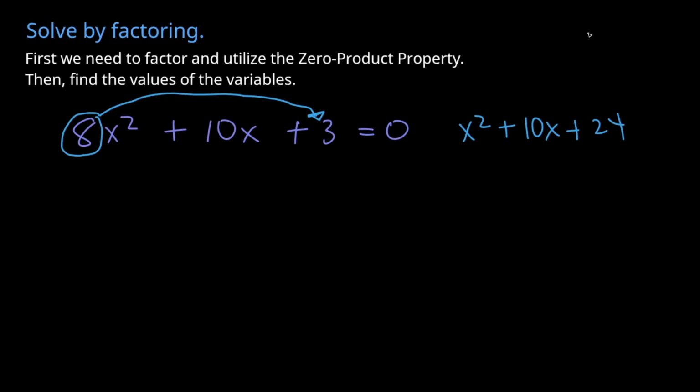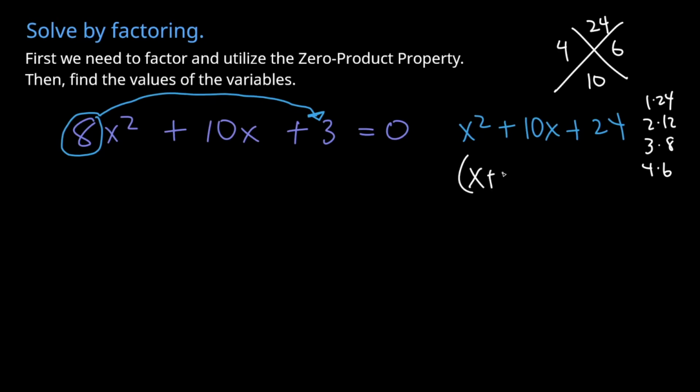We can work up here. So we have 24, positive 24, a positive 10, and factors of 24 that add up to 10. So we have 1 and 24, 2 and 12, 3 and 8, 4 and 6. So we can see here 4 and 6 add up to 10. Those will be our two factors. So we get x plus 4, x plus 6.